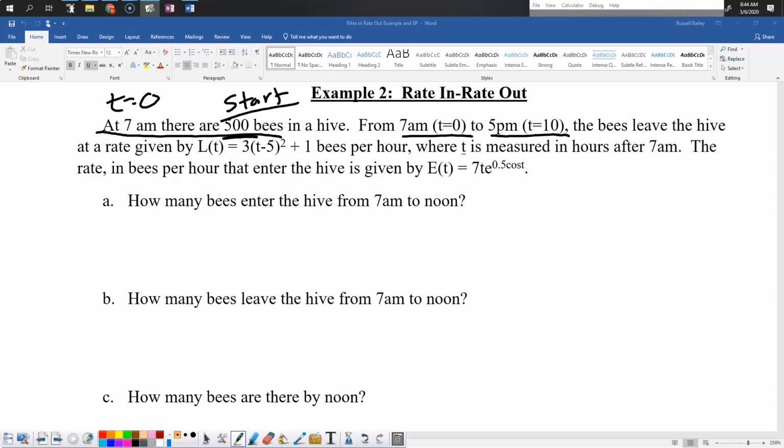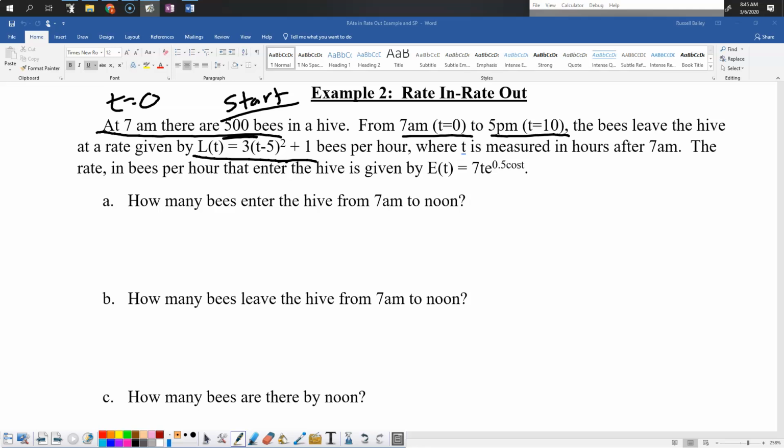The bees leave the hive at a rate given by this. So if they're leaving the hive at that rate, what do you guys think that is? Is that my rate in or rate out? Rate out. That's the one I'm going to minus in my integral. Okay? Where t is measured in hours after 7 a.m. So just so you guys understand, well, we'll probably look at that.